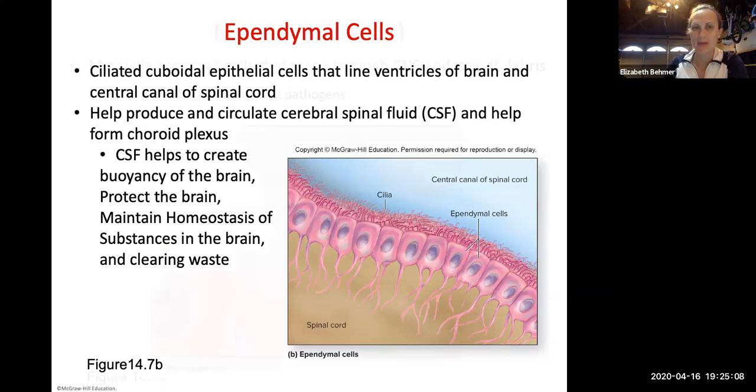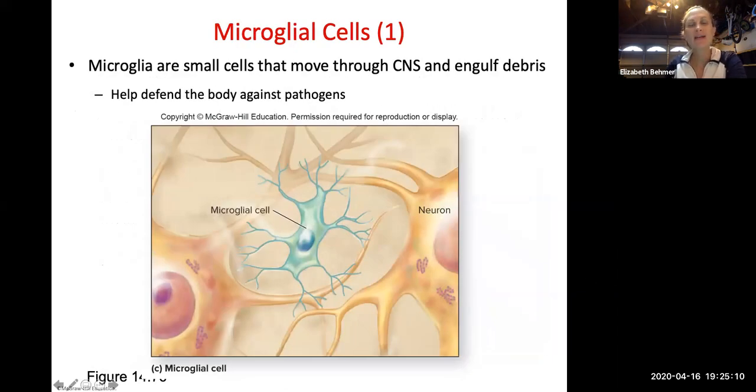Okay. Then we have microglial cells. These are small cells that move through the central nervous system, engulf any sort of debris or pathogens, and these help defend the body against pathogens. So this is kind of your brain's way of eating up anything that could be bad or harming it. So this is the microglial cell, and this will be the answer to number 13. Microglial cell.